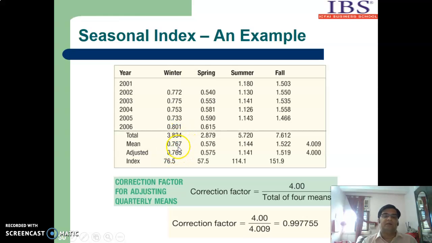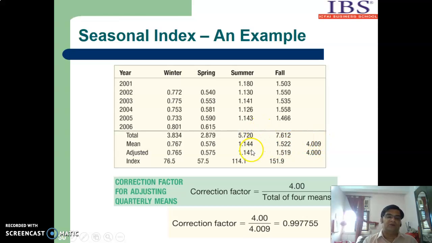So you have calculated the mean for winter. The mean for winter is 0.767. In this way we will calculate for spring, which is 0.576. For summer it is 1.14, and fall it is 1.52. Now see, if we add all the means, we have 4 mean indexes for the 4 quarters. So ideally it should add up to 4.00, but in our case it is 4.009.